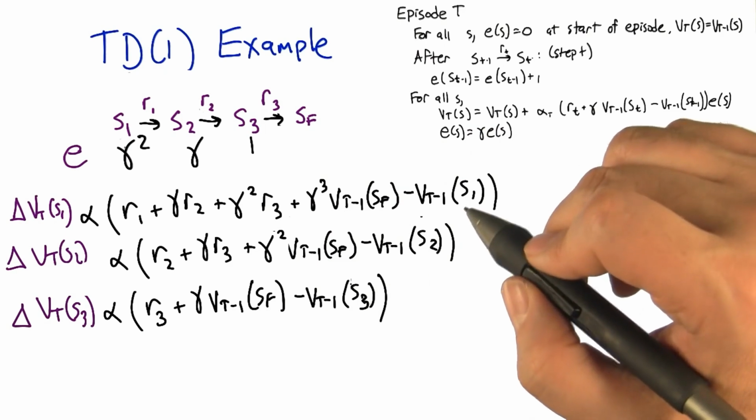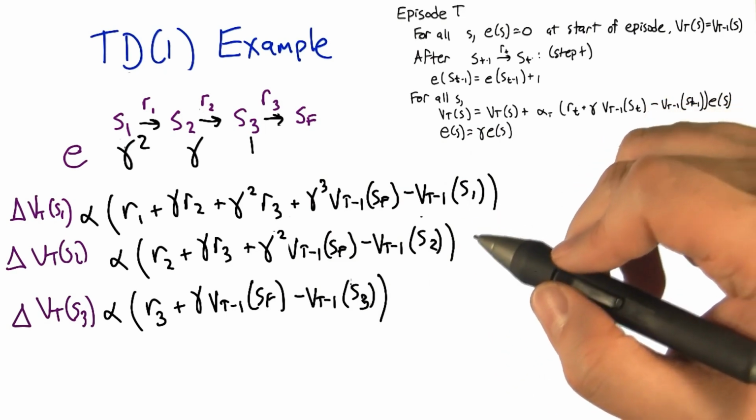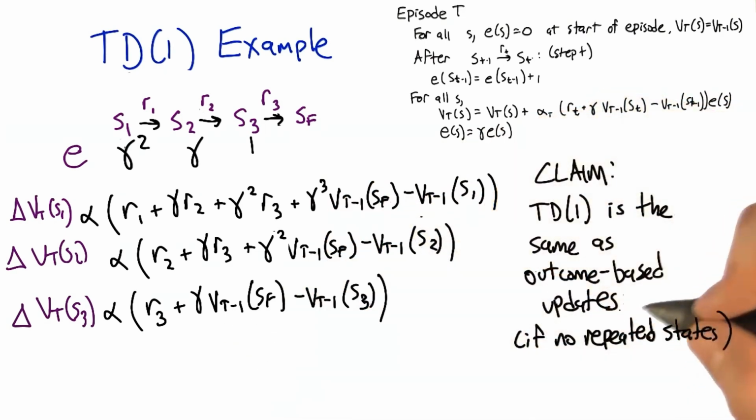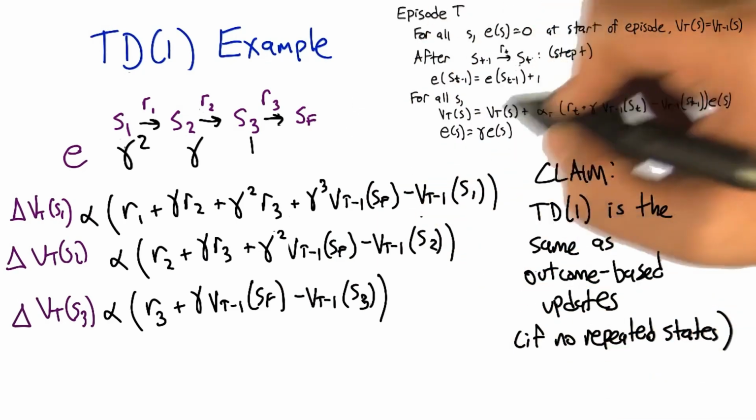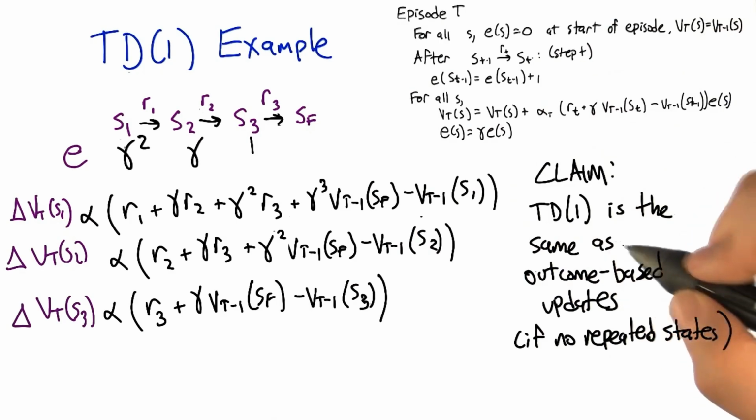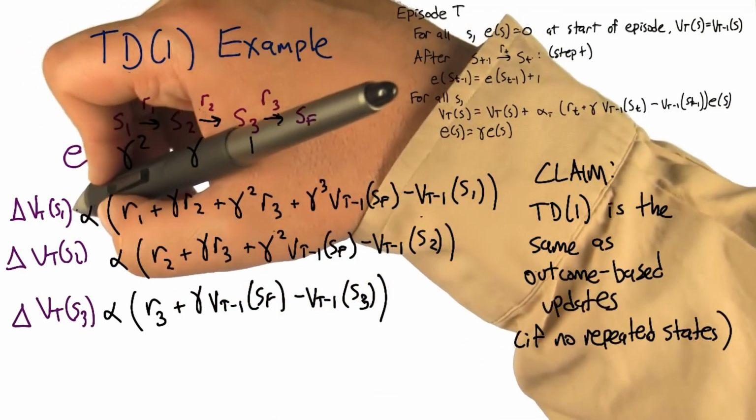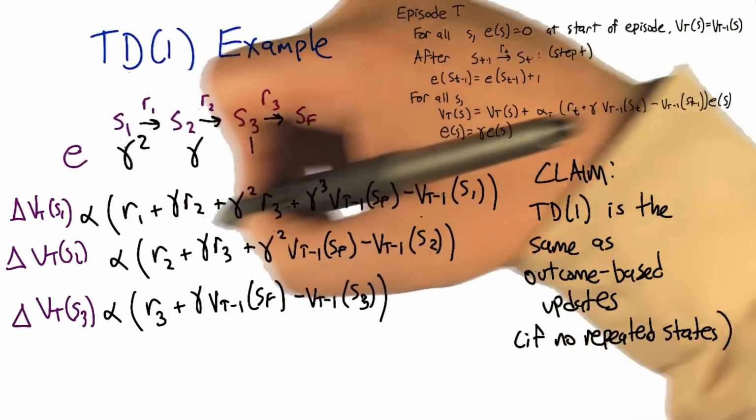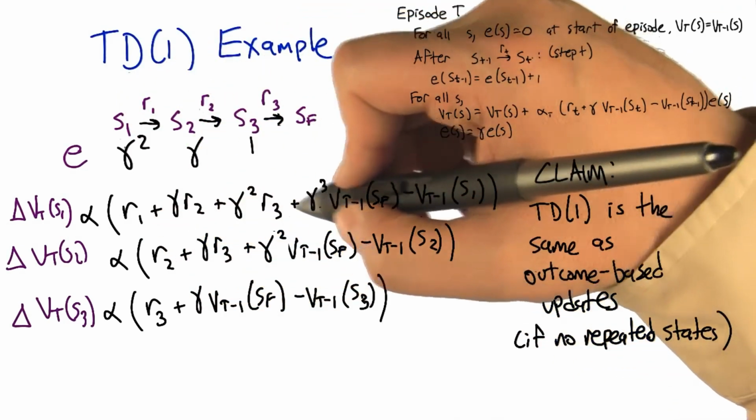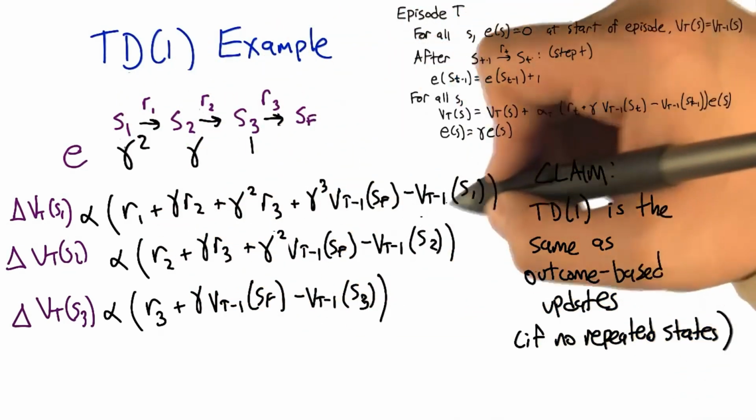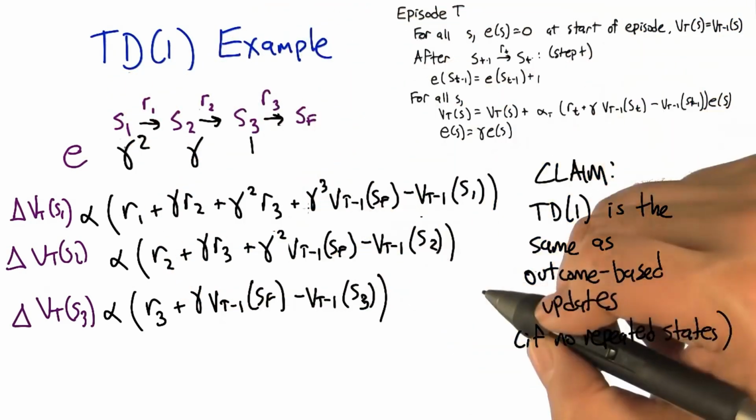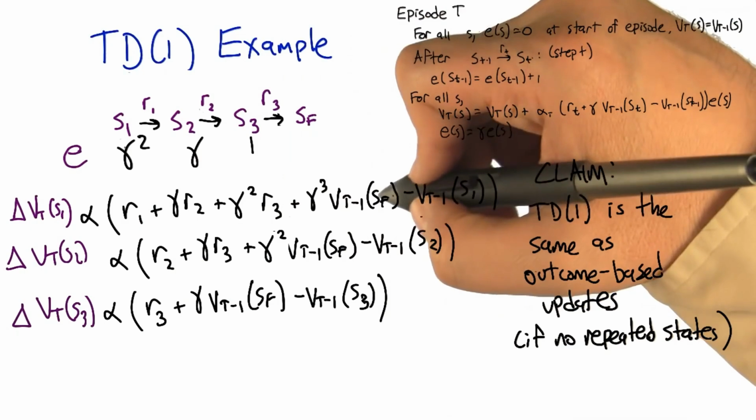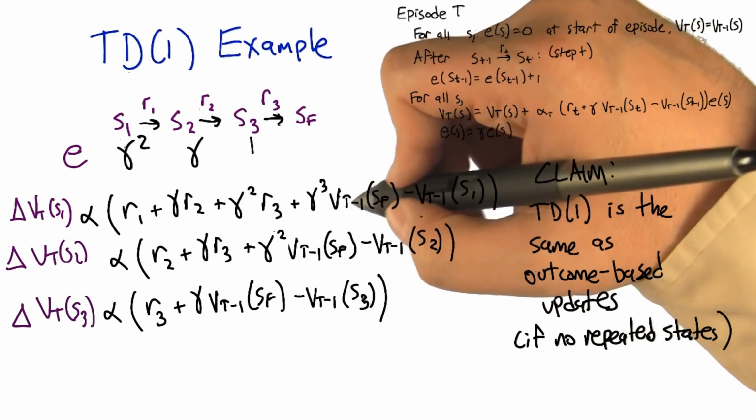So we can now state a claim, which just follows very clearly from the example. And that is that this TD1 update that we just talked about actually does the same thing as the outcome-based update, which is to say we wait to see what all the discounted rewards are on the entire trajectory, and then we just update our prediction for the state that they started from with those rewards. Keep in mind that these things are zero: VT minus 1 of SF is 0.